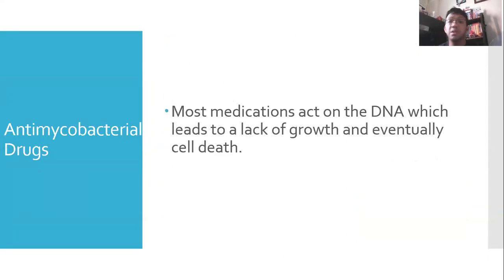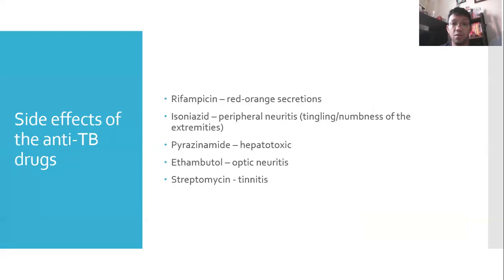Most medications act on the DNA, which leads to lack of growth and cell death. Now we go to the side effects of the anti-TB drugs. Take note, if the patient is taking rifampin or rifampicin, we are going to advise the patient that red-orange secretions are normal. If the patient has red-orange urine, sweat, feces, or saliva, these are normal occurrences. It's the side effect of rifampicin.